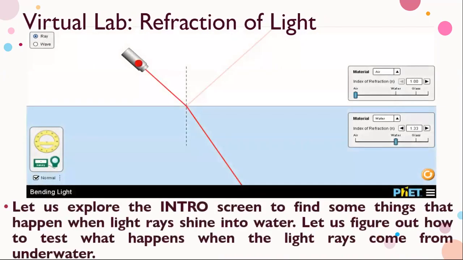So we are going to use a virtual simulation for this lab activity coming from PhET, Colorado, which is the Bending of Light. Let us explore the intro screen, find out some things that happen when light rays shine into water. Let us also figure out how to test what happens when the light rays come from underwater.